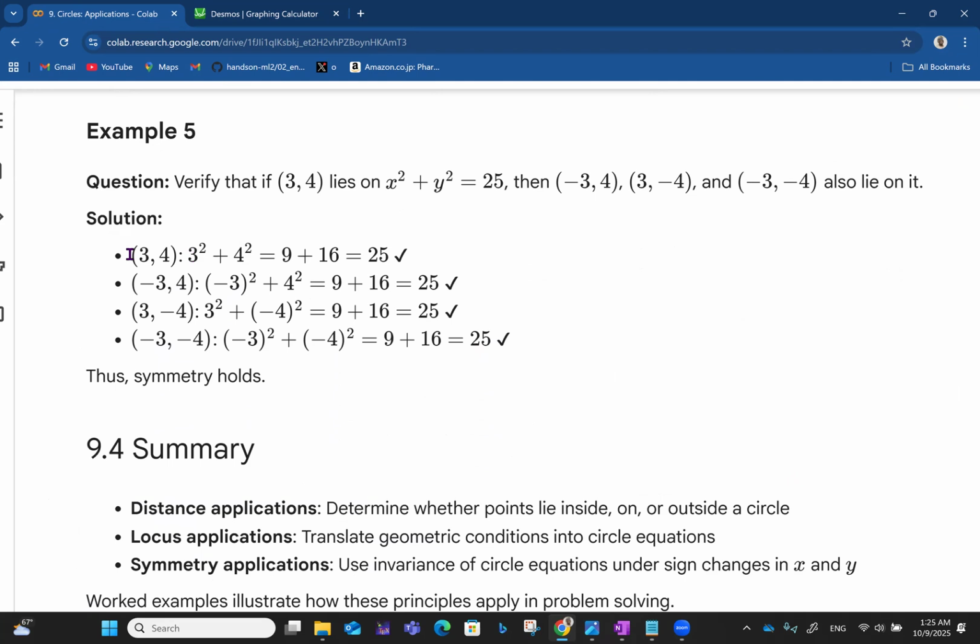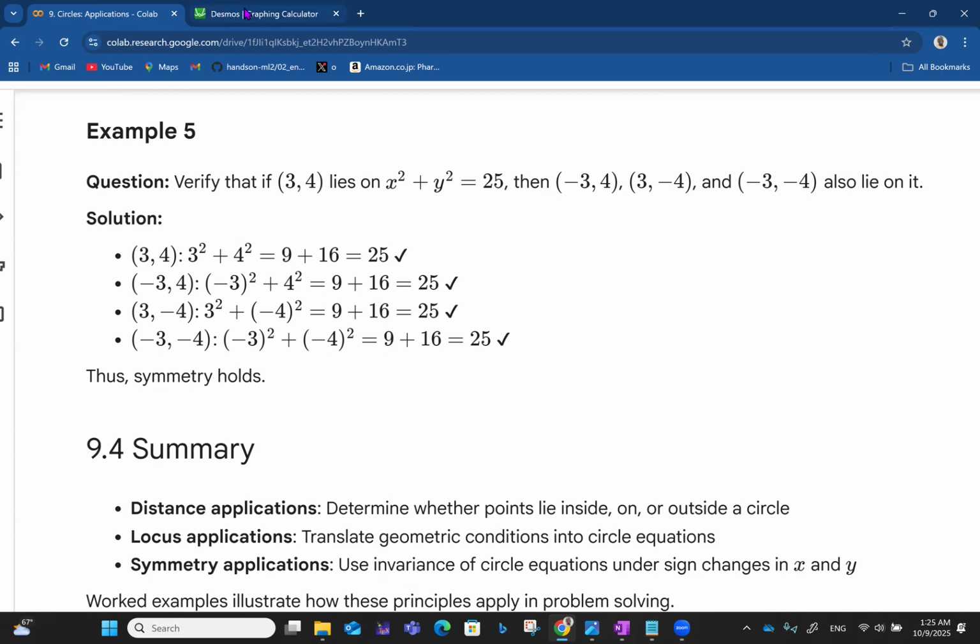So you see, if you put in (3, 4), 3 squared plus 4 squared is 9 plus 16, 25. (-3, 4): minus 3 squared is still 9, plus 4 squared, 16. That's 25. (3, -4): 3 squared plus minus 4 squared, that's 9 plus 16, 25. (-3, -4): minus 3 squared plus minus 4 squared, that's 9 plus 16, 25.